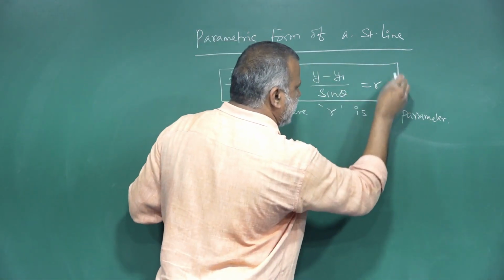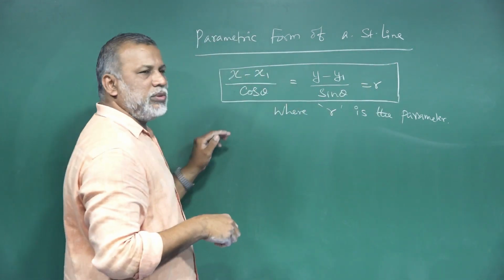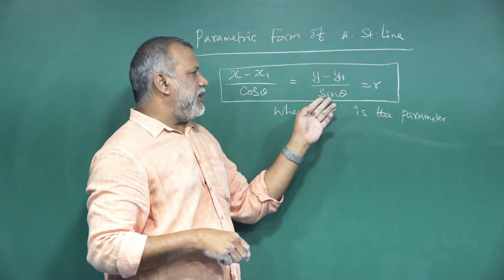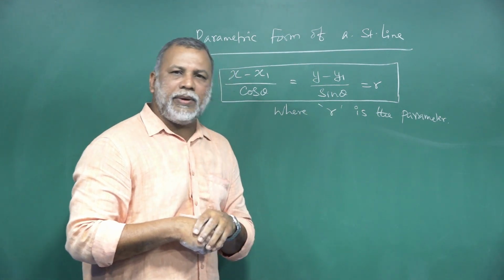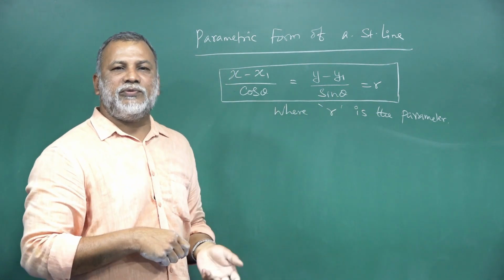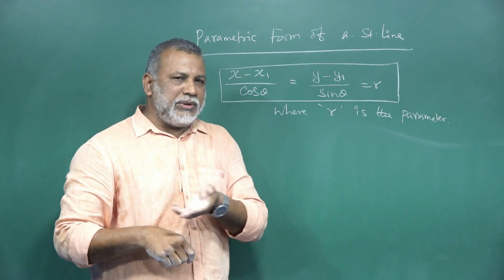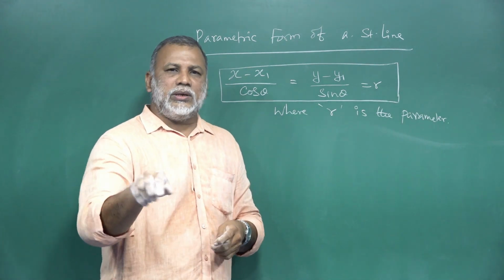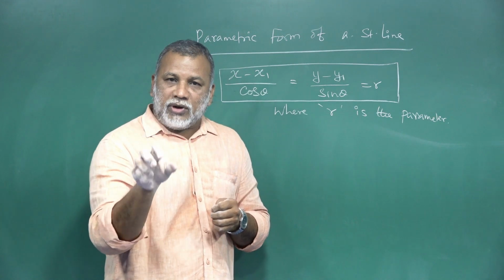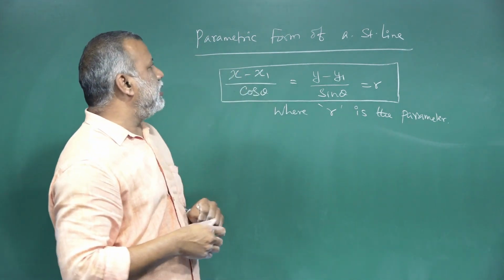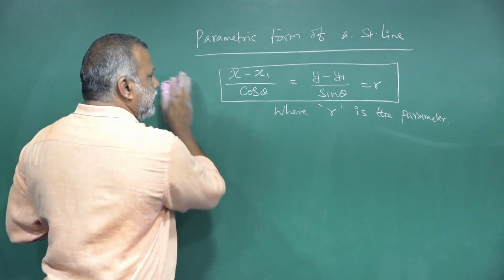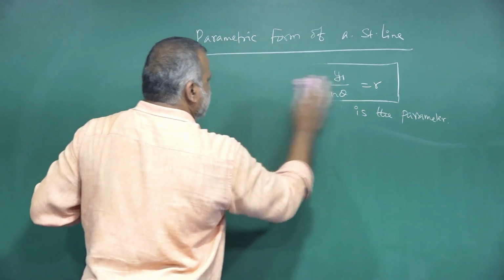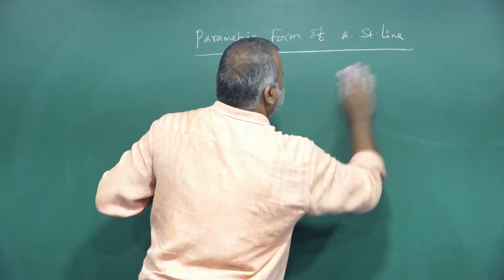Now we are going to derive this one. x minus x1 by cos theta is equal to y minus y1 by sin theta is equal to r, where r is the parameter. This is the parametric form of a straight line. We already used many types of straight lines. The new one we just derived was the normal form. This is another one, parametric form of a straight line. Then carefully, in the diagrammatic explanation, you are using to derive this one.